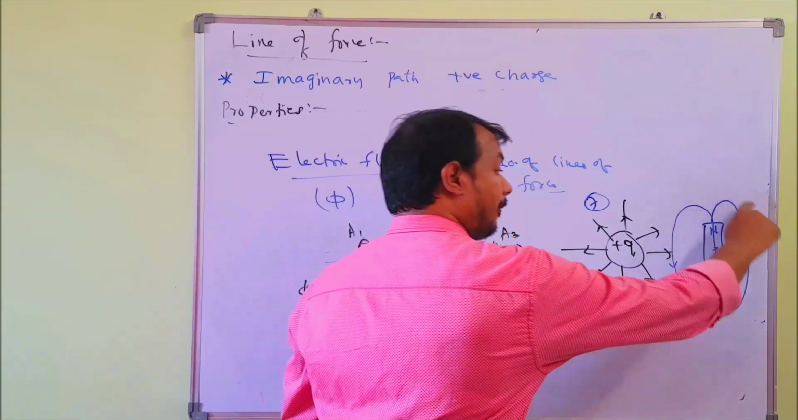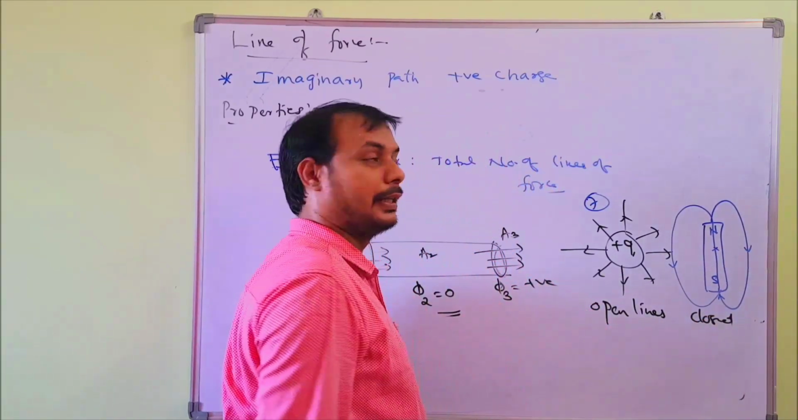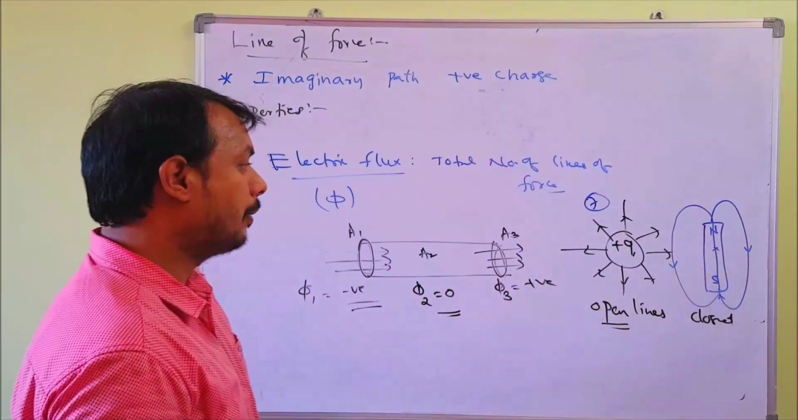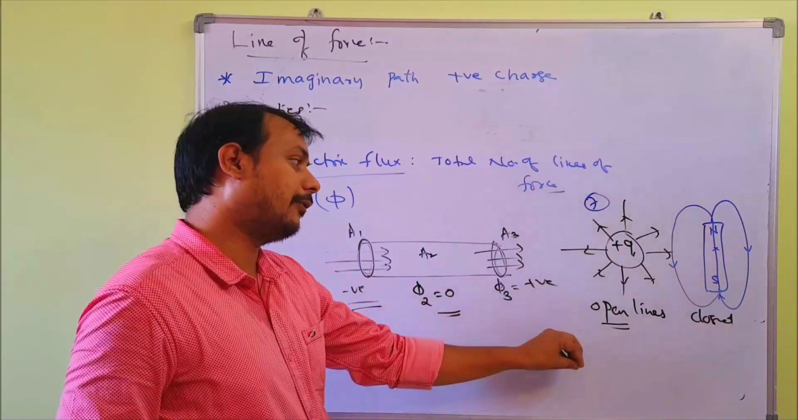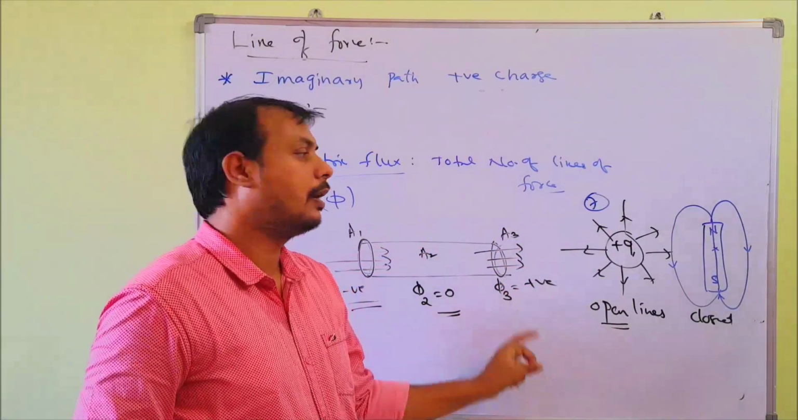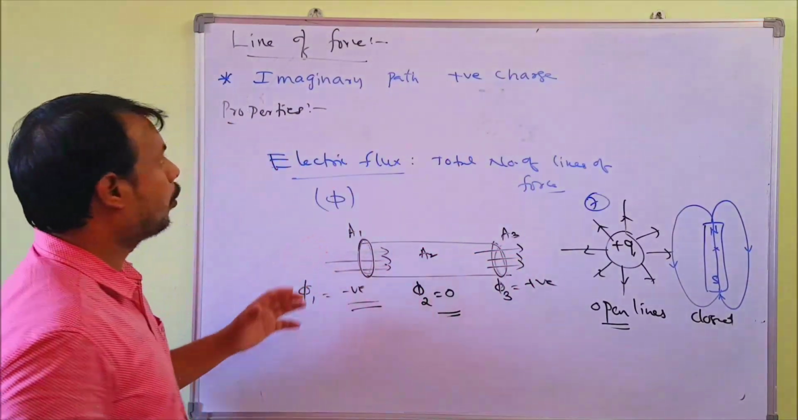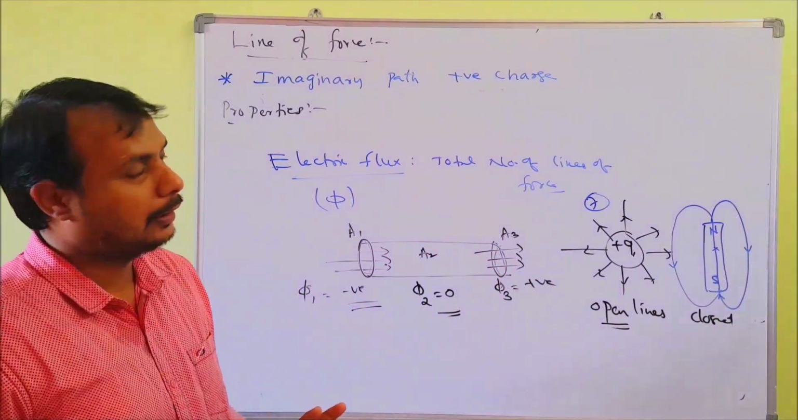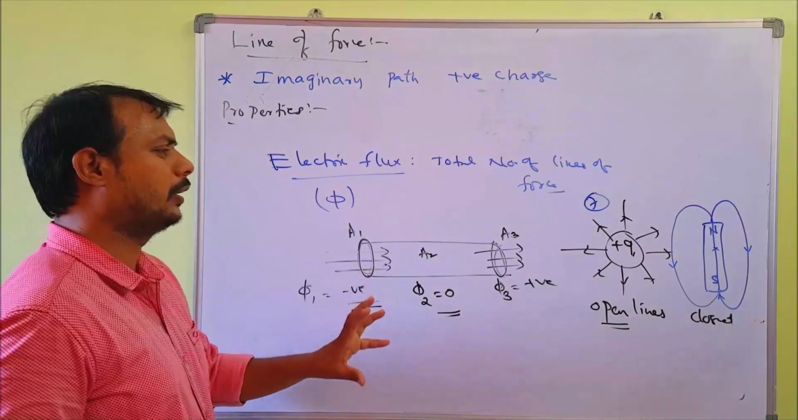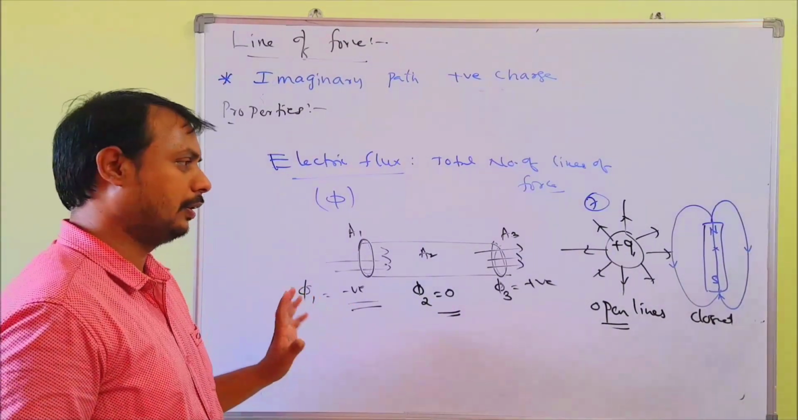These magnetic lines of force are closed lines, whereas electric lines of force are open lines. So remember the difference between electric lines of force and magnetic lines of force. Electric lines of force are open lines, whereas magnetic lines of force are closed lines. So this is about electric lines of force and some corresponding properties. Based on these lines of force, one question may come in mains as well as NEET.